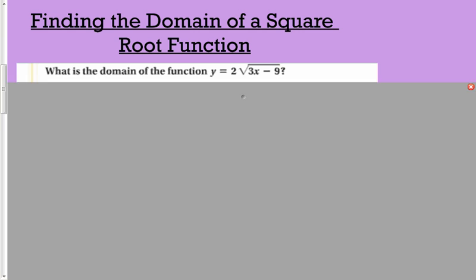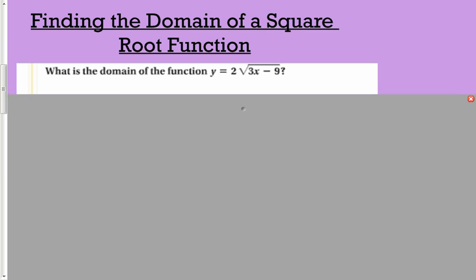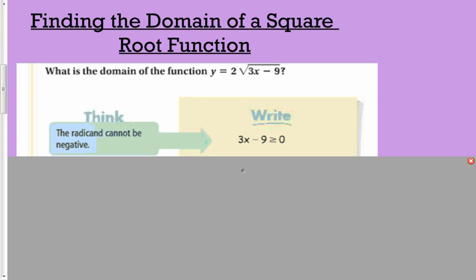And so if we look at an equation like this, we have y equals 2 times the square root of 3x minus 9. We know that the number underneath the square root cannot be negative, because you cannot take the square root of a negative number. So we know that 3x minus 9 has to be greater than or equal to 0. That's how you can tell the domain. You're going to start by setting the part underneath it greater than or equal to 0.